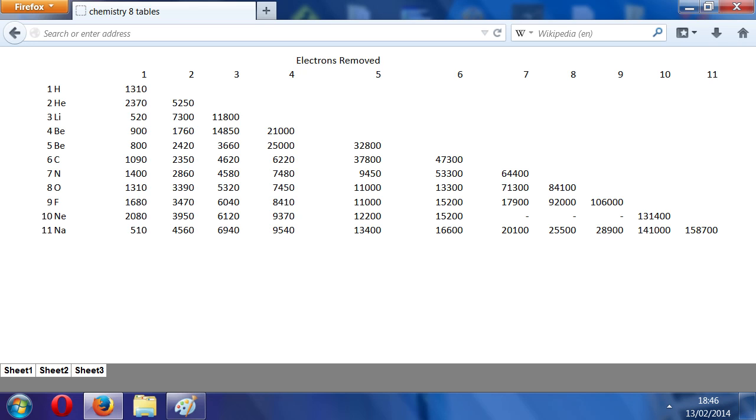Oh yeah, I forgot. I did this incorrectly, didn't I? I put 4 and 5 wrong. I did do that incorrectly. So beryllium is group two, and boron is group three. So boron, I guess, is the one at 5 there.